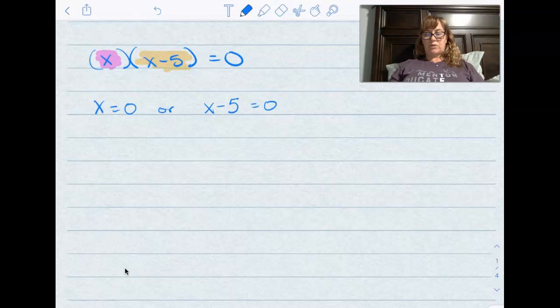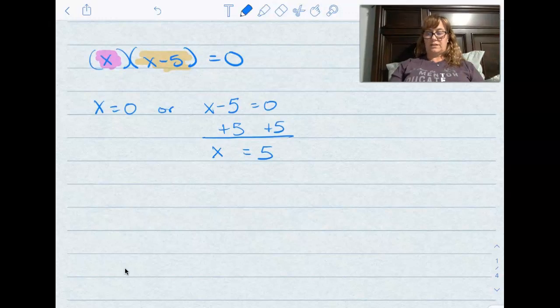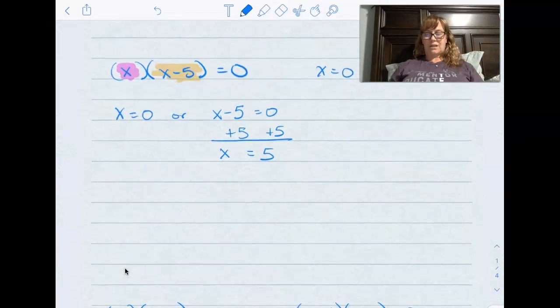Well, on this first one, x equals 0, there's nothing else to solve. That is one of the options for what our placeholder could equal. The other option then, if we use our algebra, is going to be that x could equal 5. So your answer is x equals 0 or 5. And you're done. All right.